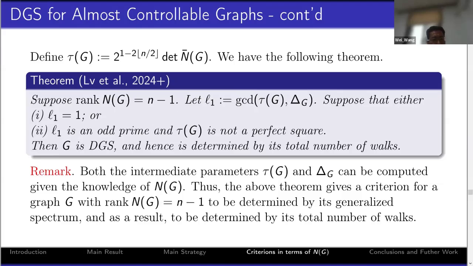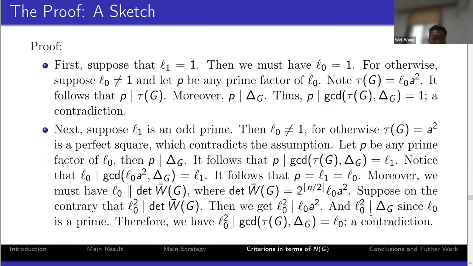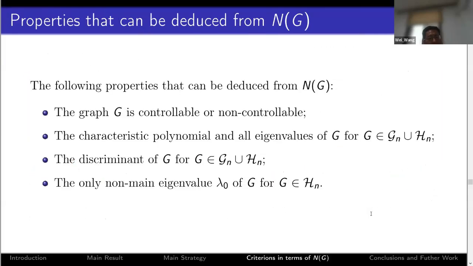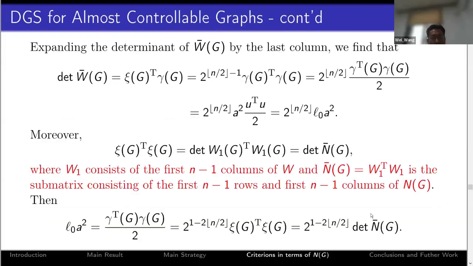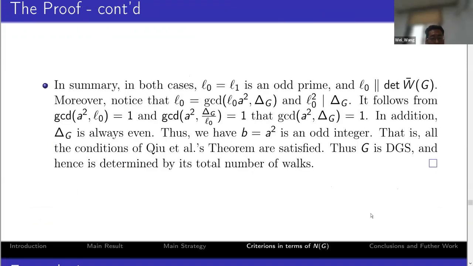So the above theorem gives a criterion for an almost controllable graph to be determined by its generalized spectrum, and as a result, to be determined by its total number of walks. The proof actually is not very difficult. It just follows from this theorem using new conditions in terms of NG. So I will skip the proof.